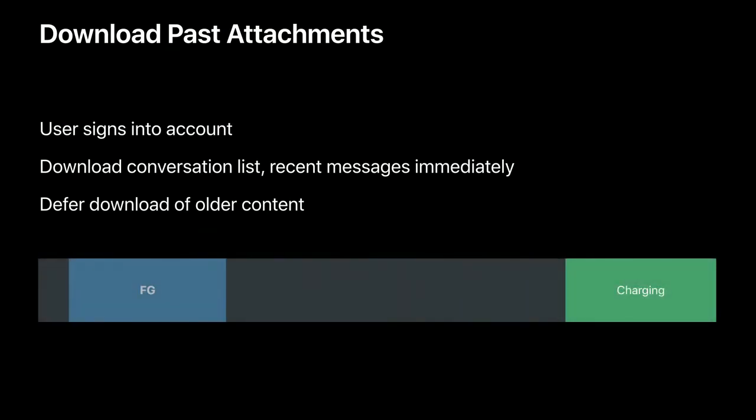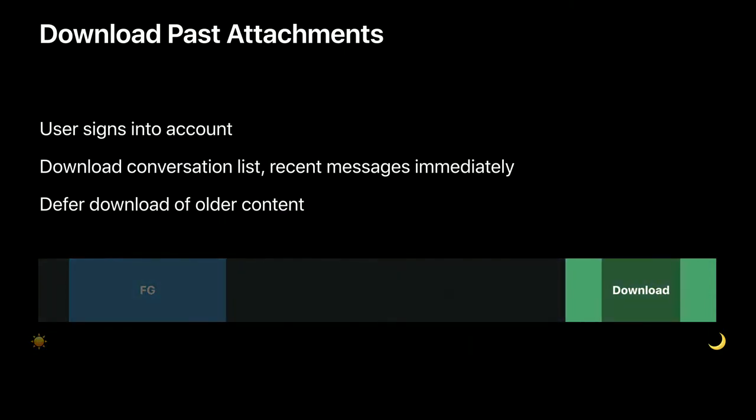Say the user signs into their account, and it's a new device. There might be some content that they immediately want from their account, like their conversation list or some recent messages. But there might be a bunch of older content that it would be nice if you didn't have to download right when the user was in the app. To visualize this, why download it while the user's in the foreground and potentially impact their performance or battery life when we could do it at some point when the device is charging and idle?